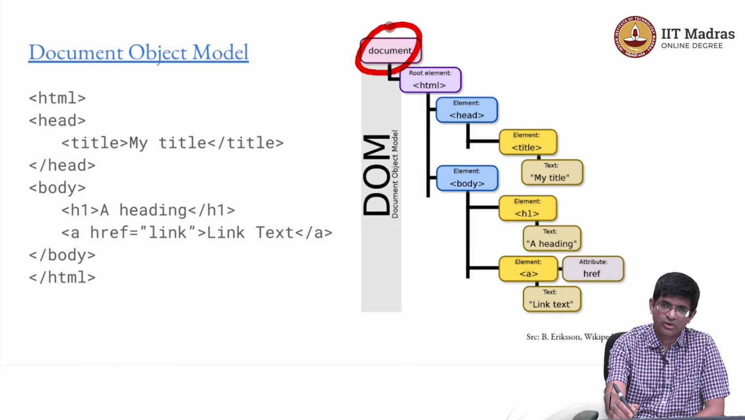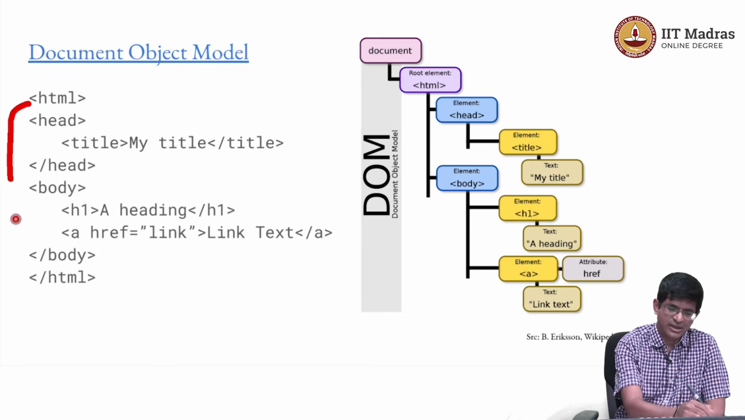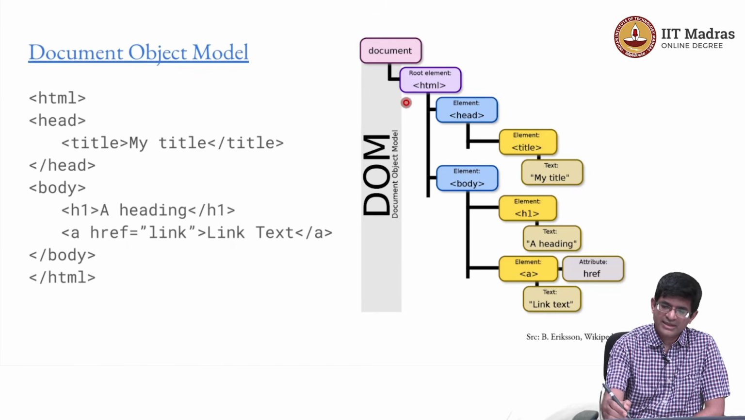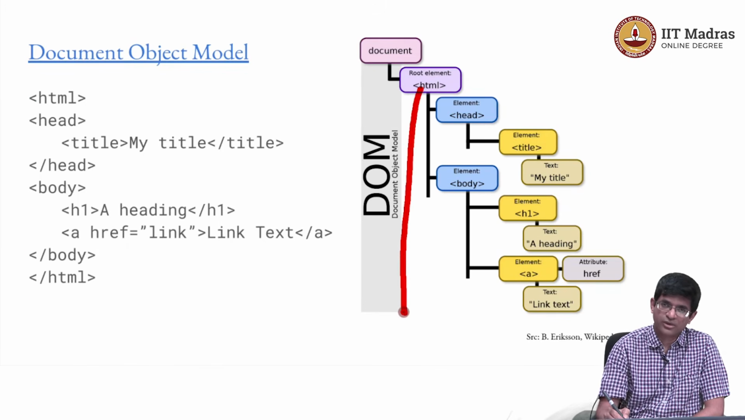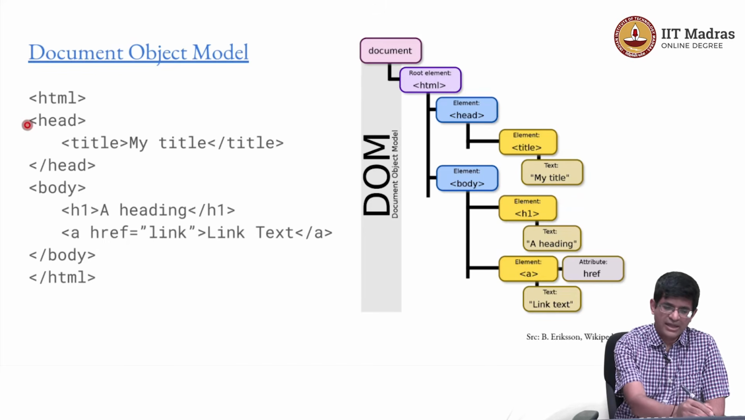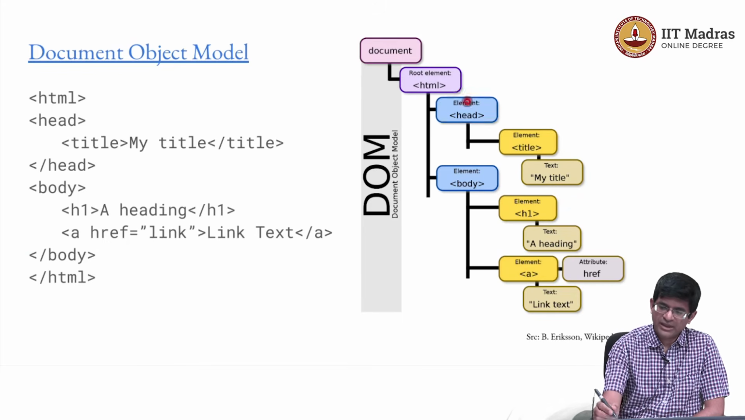You have the top level document. Inside the document, your root element is this HTML, okay, which basically corresponds to everything which is inside the document. Inside HTML, I have head and I have body. I have an element head and I have another element body. Inside head, I have a title, and inside title, I have the text of the title. Similarly, inside body, I have a heading h1, and inside the h1, I have the text of that heading.